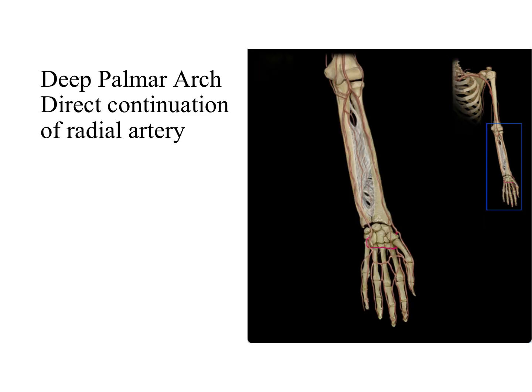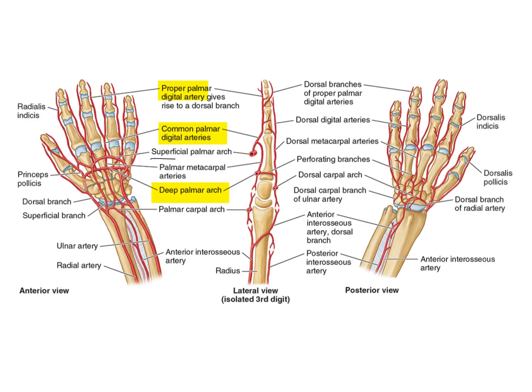This diagram illustrates the deep palmar arch that's a direct continuation of the radial artery. In this diagram, we can see the superficial palmar arch right here, and that gives rise to the common palmar digital arteries that we see right here, and then they divide to give rise to the proper palmar digital arteries. We can also see the deep palmar arch, which is a branch of primarily the radial artery.